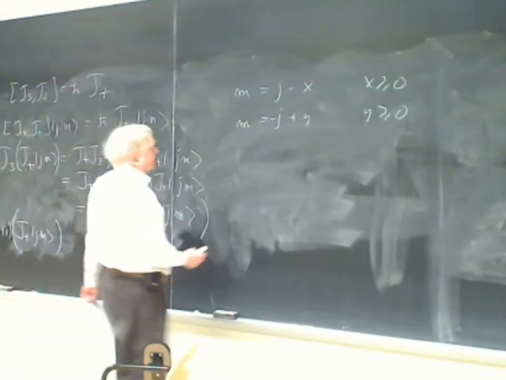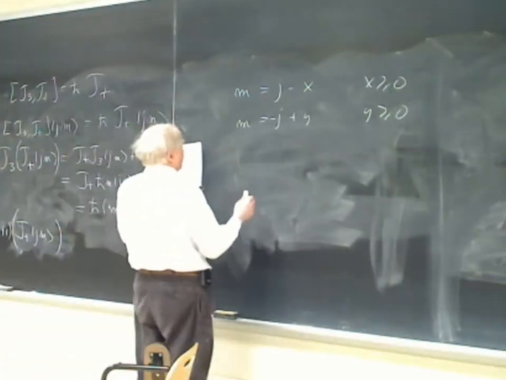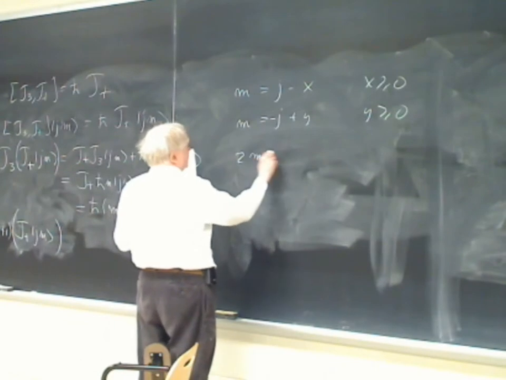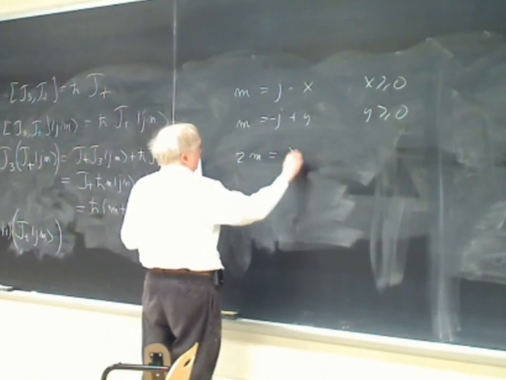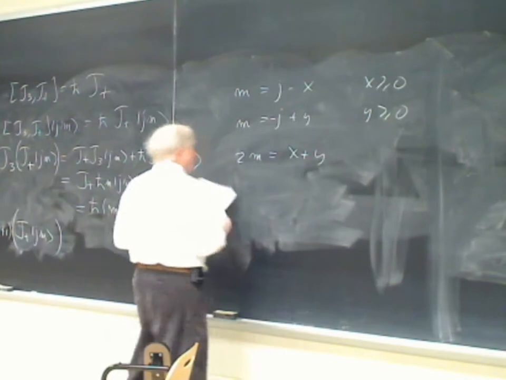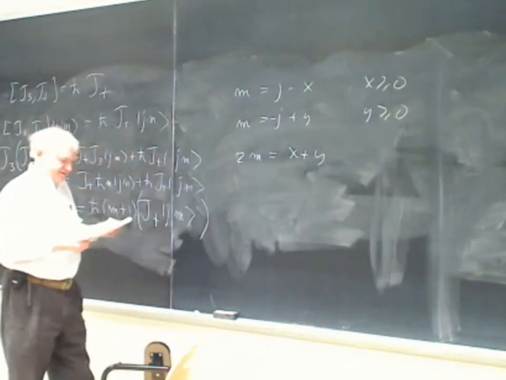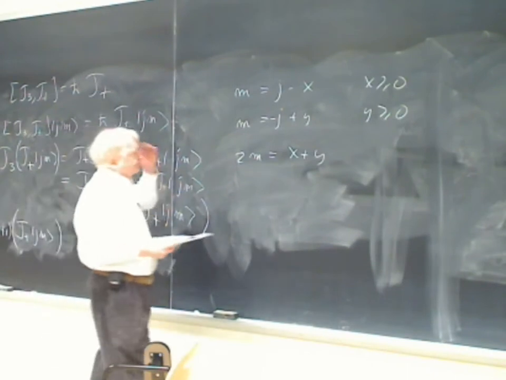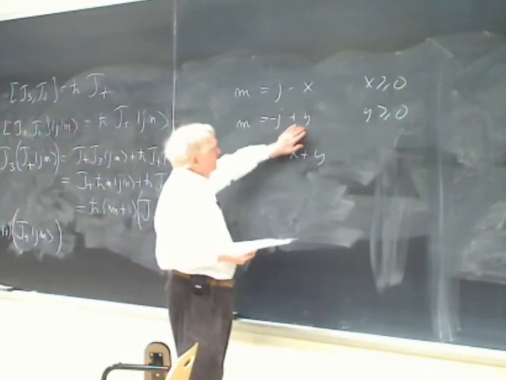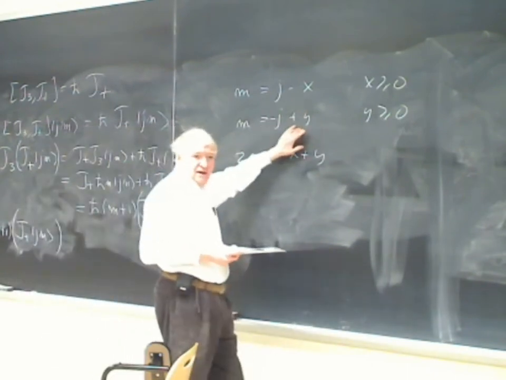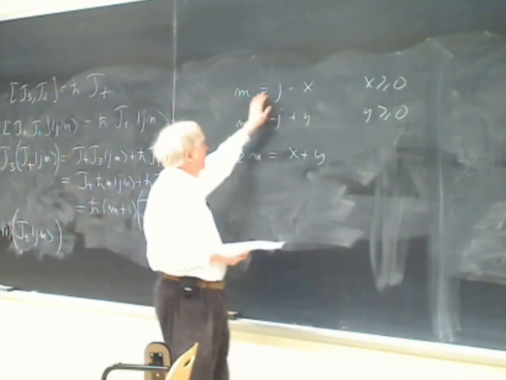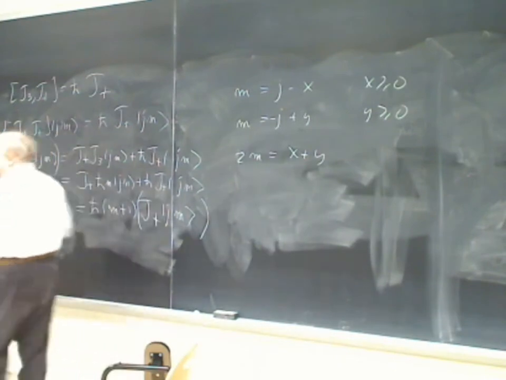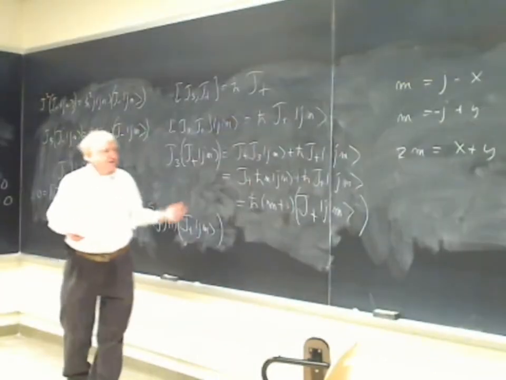Of course, we don't want to make x and y too big. But now if we add them together, we get that 2m is equal to x plus y. But before doing that, I skipped ahead in my notes here. Before doing that, what can x and y be? Can they be imaginary numbers? No, because the eigenvalues of a Hermitian operator are real, so they have to be real numbers.